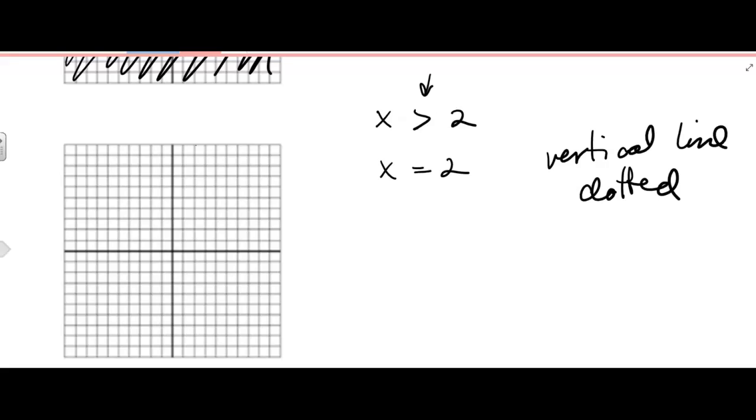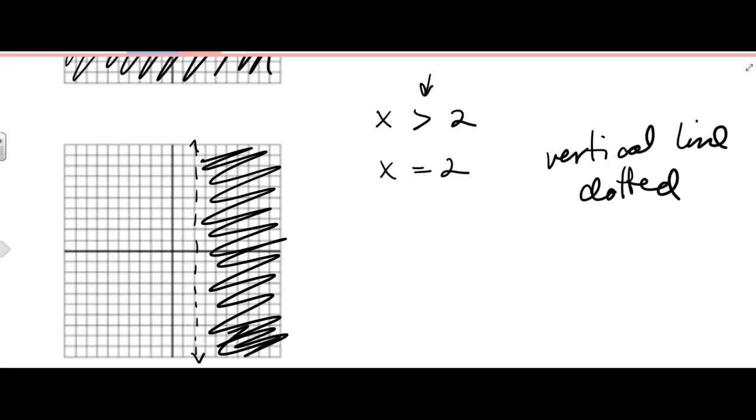Okay, so x is greater than 2. So where's 2? Right here, I'm making a vertical line at 2. And then I want where it's bigger. Where is x bigger? To the right, right? Okay. So all those points have x values bigger than 2. All right, so that's how you do horizontal and vertical inequalities, lines. Okay.